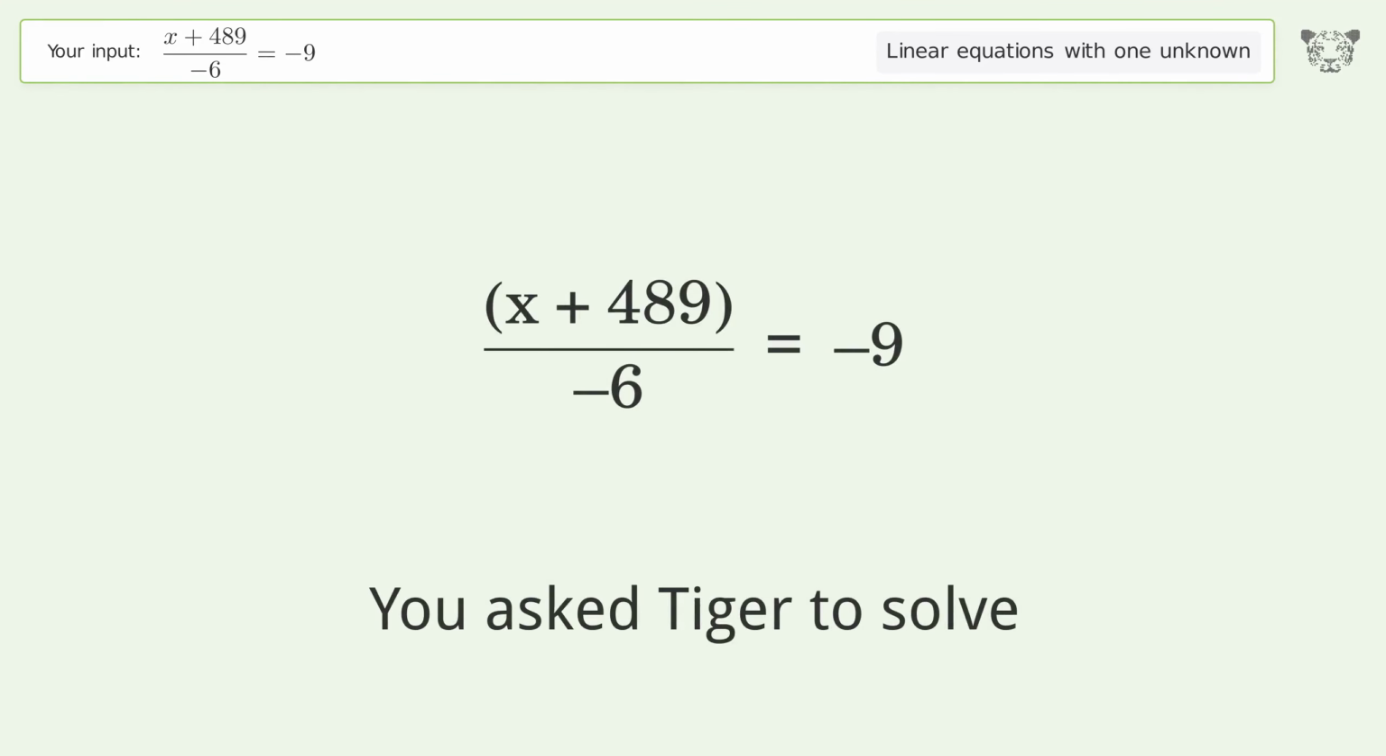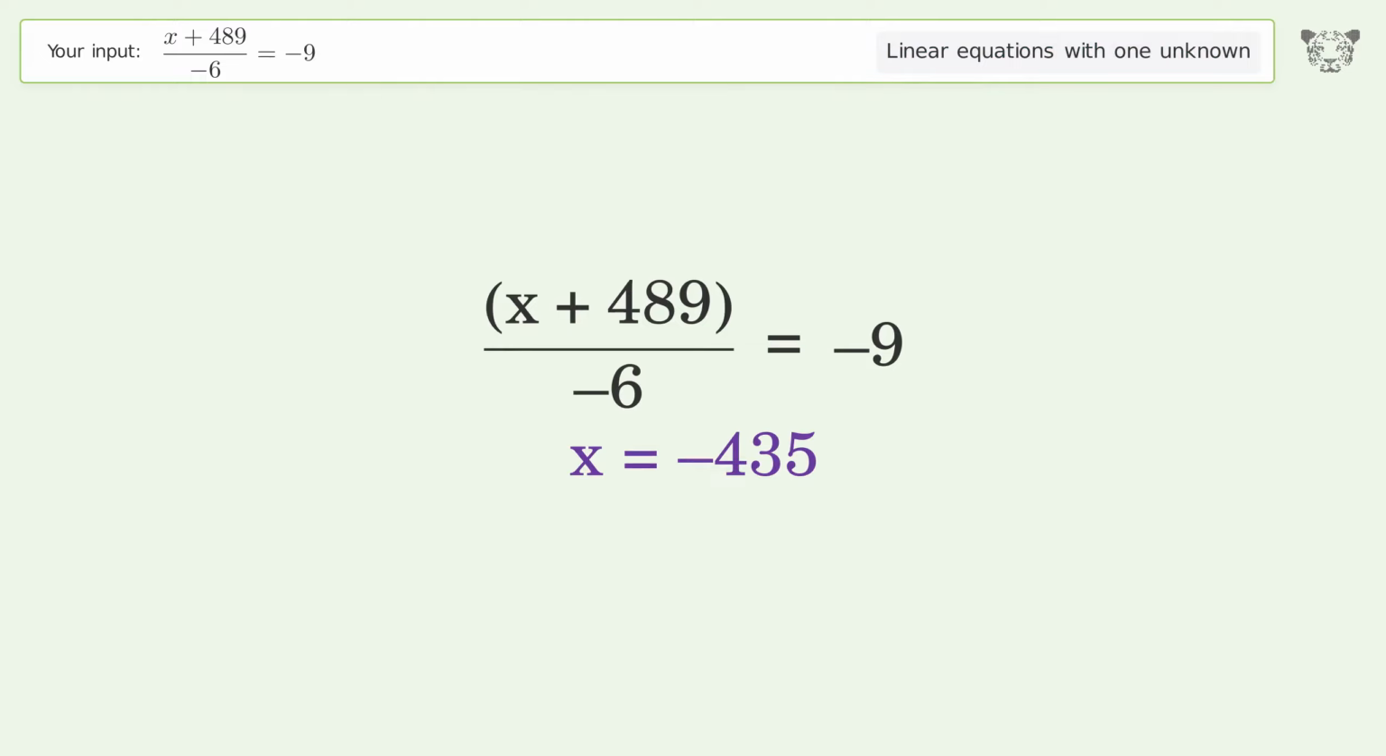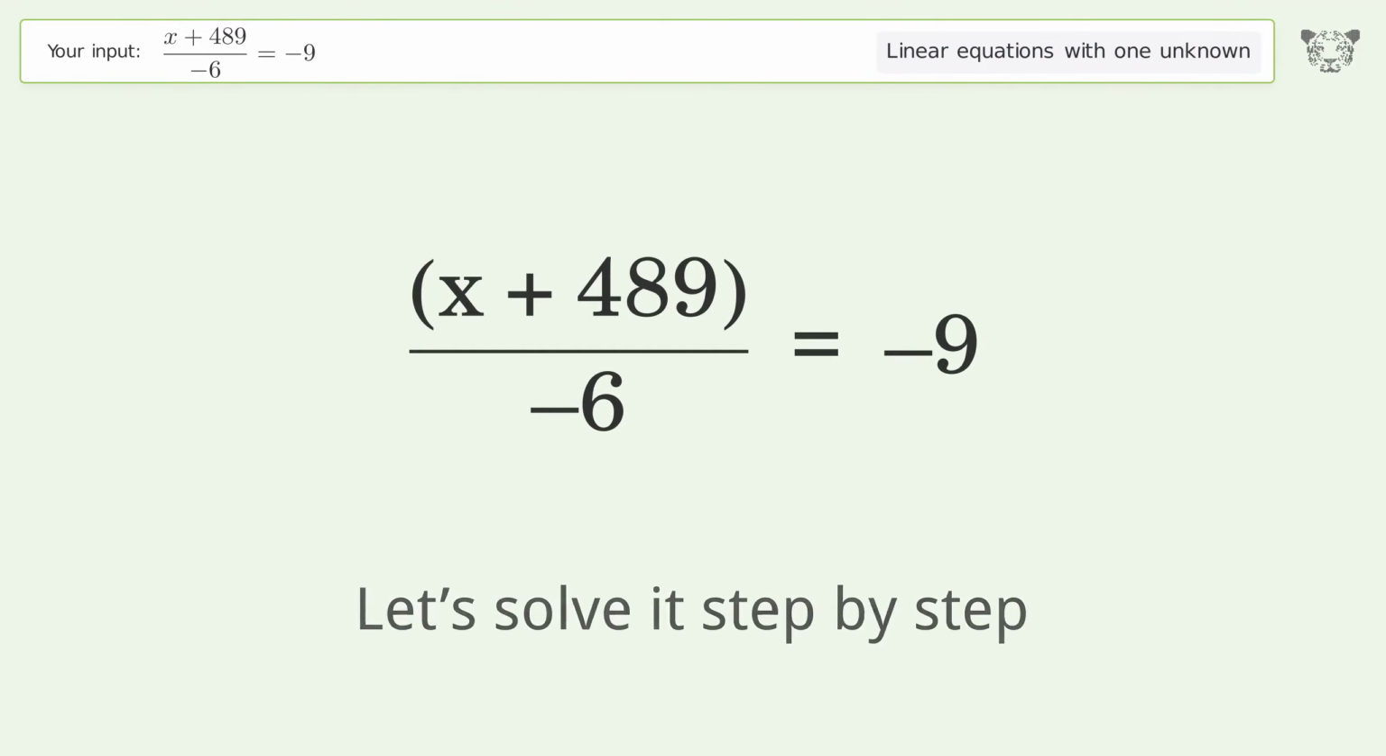You ask Tiger to solve. This deals with linear equations with one unknown. The final result is x equals -435. Let's solve it step by step.